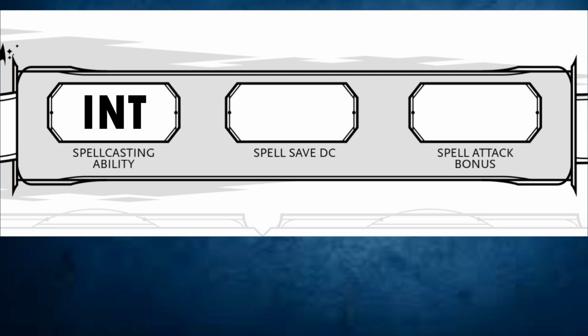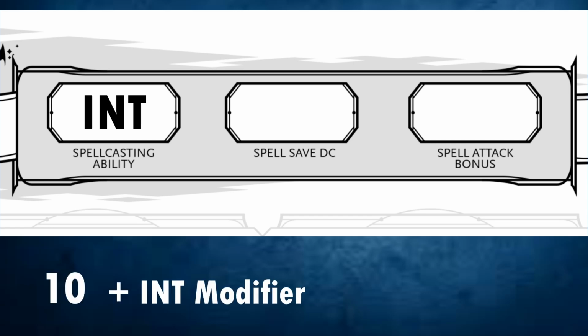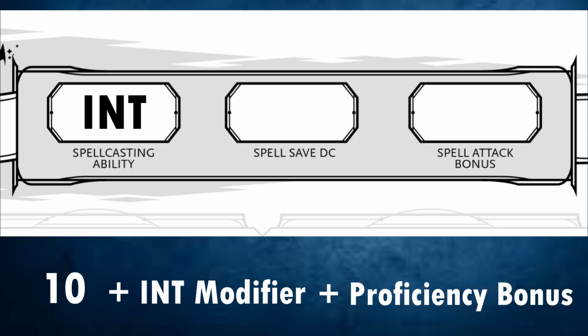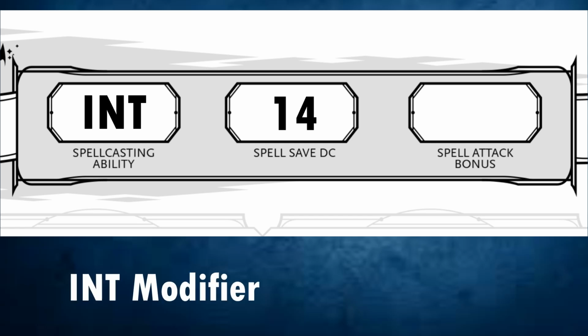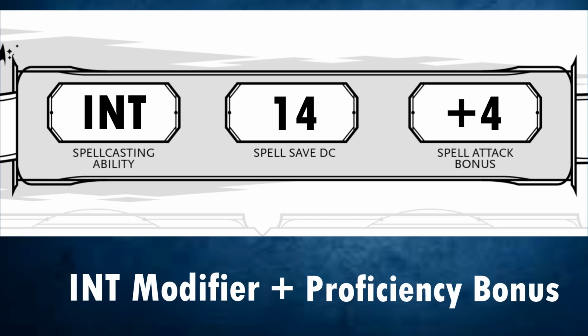Your Spell Save DC is the number that monsters will need to roll against when they make saving throws from spells you cast. The formula is determined by your class. For wizards, it's 10 plus your Intelligence modifier plus your proficiency bonus. The spell attack bonus is the modifier you add to spell attack rolls. This is your spellcasting ability score modifier plus your proficiency bonus.